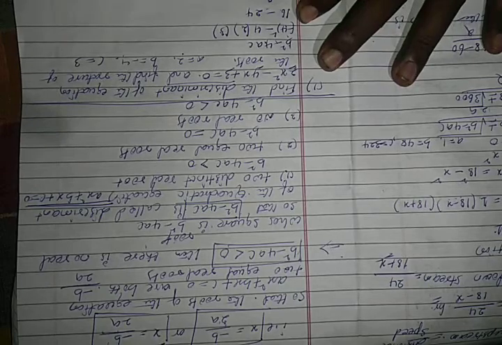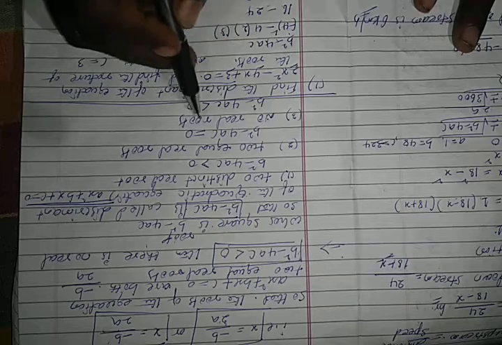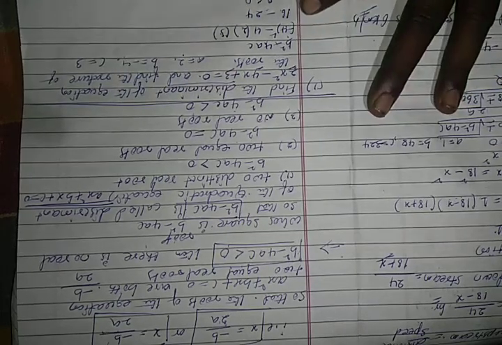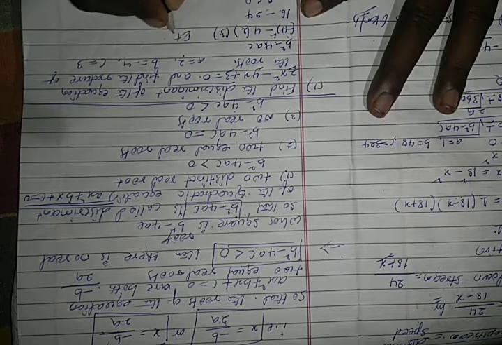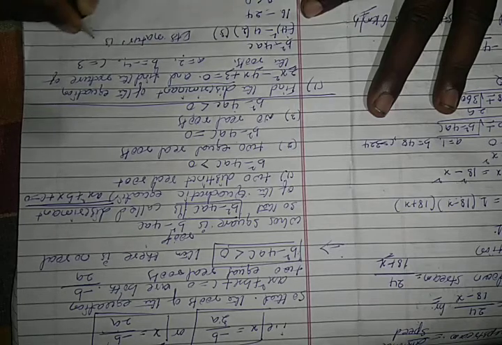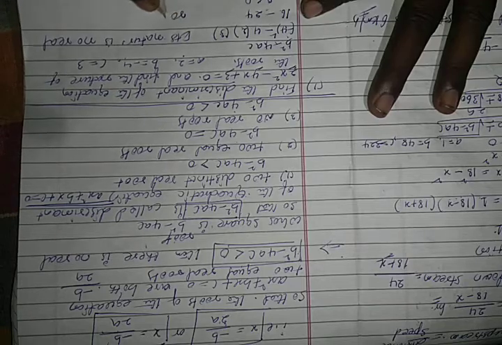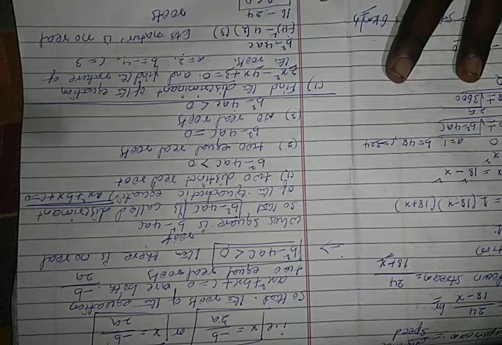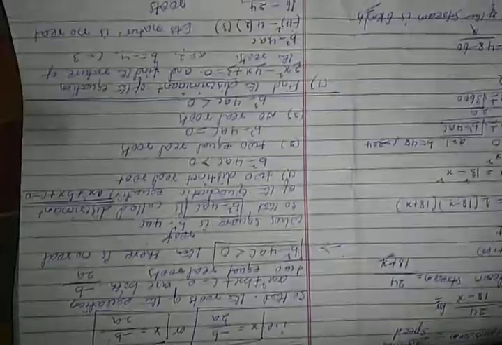So this minus 8 is less than 0. So if it is less than 0, what is it? No real roots. B square minus 4ac is less than 0, its nature is no real roots, because it becomes negative. So if it is negative, its nature is no real roots.